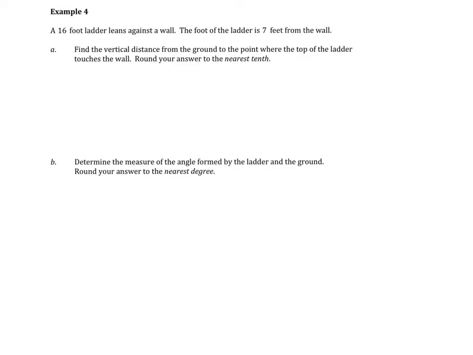A 16-foot ladder leans against a wall. The foot of the ladder is 7 feet from the wall. Find the vertical distance from the ground to the point where the top of the ladder touches the wall. Round your answer to the nearest tenth.